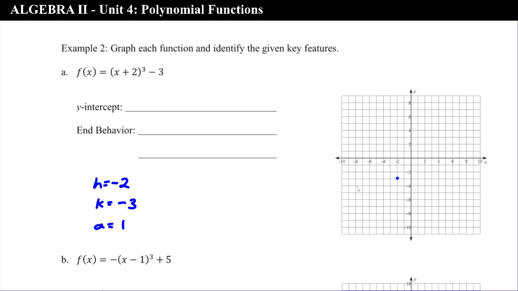So we are able to graph this by going over 1, up 1, because 1 cubed is 1. Over 2 and up 2 cubed, which is 8. 1, 2, 3, 4, 5, 6, 7, 8. And we're going to do the same on the other side. We've got over back 1, down 1, and then back 2, down 8. 1, 2, 3, 4, 5, 6, 7, 8. Okay, and then from here we can sketch our curve through the points.